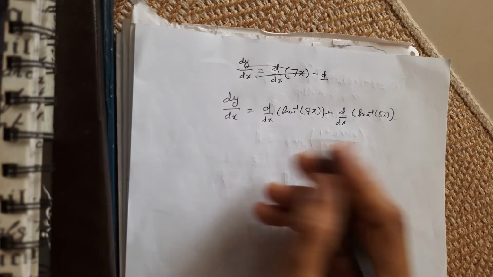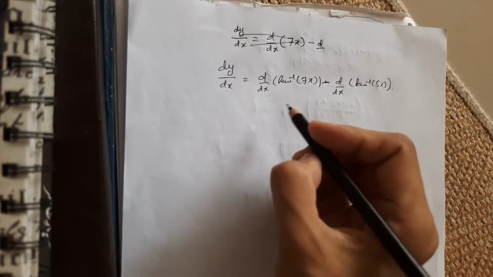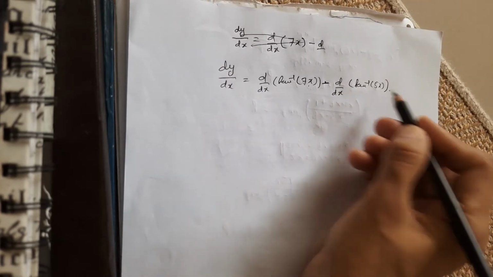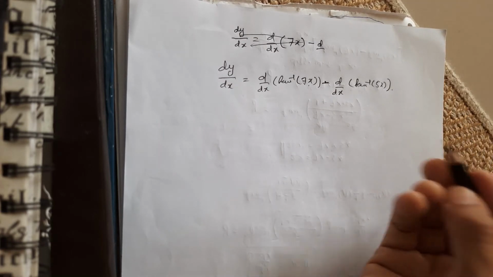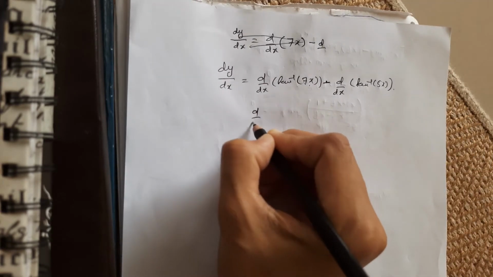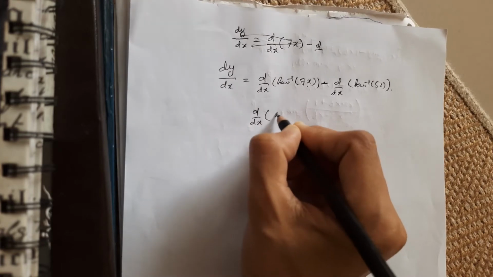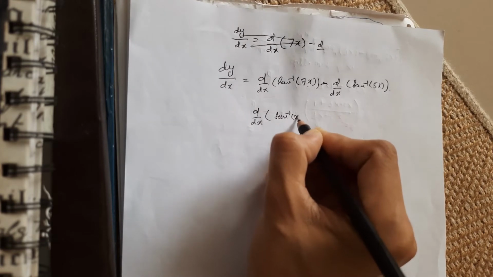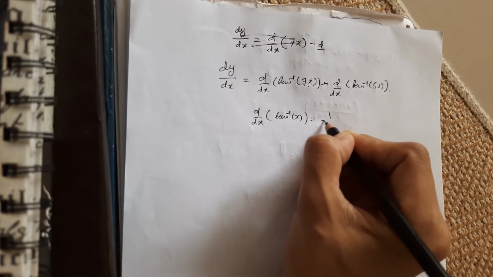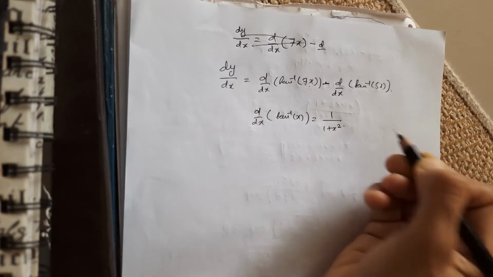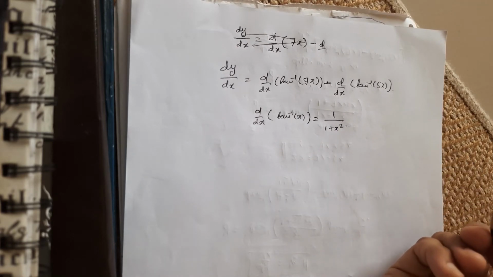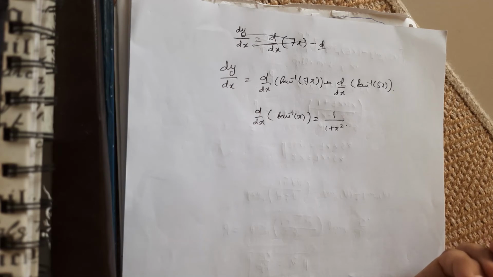Okay, so dy by dx is d dx of tan inverse 7x minus d dx of tan inverse 5x. Now just differentiate it. I know the standard formula that the derivative of tan inverse x is nothing but 1 upon 1 plus x square. So I will use this formula here.